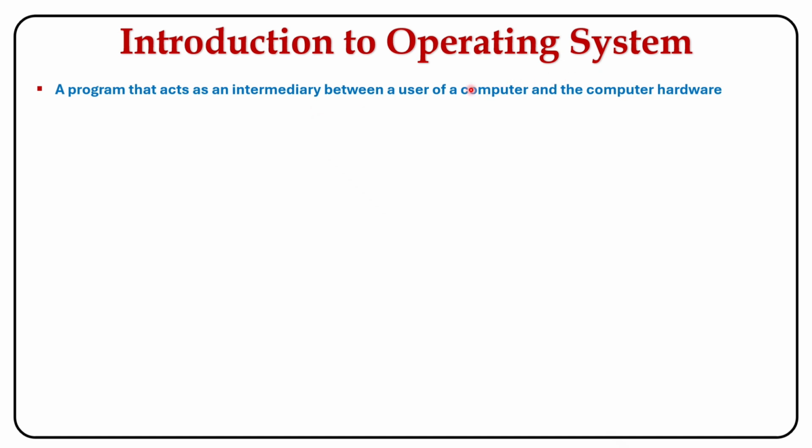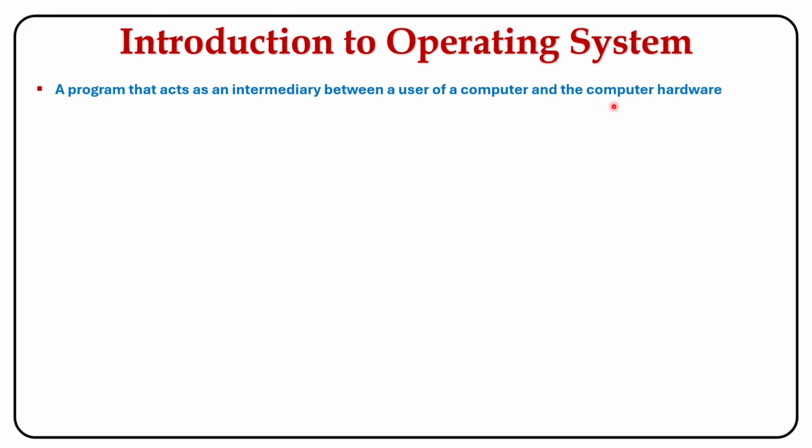It means that the operating system acts like a bridge. The user gives instruction. The operating system receives those instructions, then it communicates with the computer hardware such as CPU, memory, keyboard, and storage to perform the requested task by the user. Without operating system, user cannot directly interact with the computer hardware.